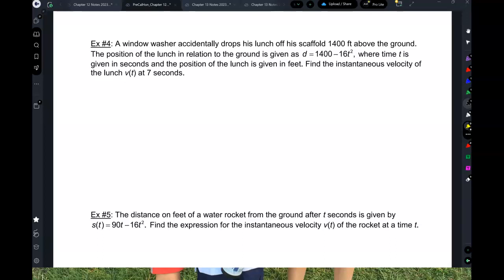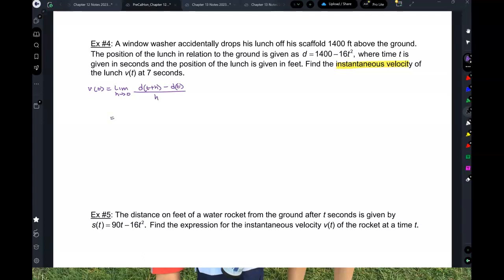so it's okay. So a window washer accidentally drops his lunch off his scaffold 1,400 feet above the ground. The position is given by this, where time is given in seconds and the position is in feet. Find the instantaneous velocity of the lunch at t equals 7 seconds. So v of t, the instantaneous velocity, is going to be the limit as h approaches 0, d of t plus h minus d of t over h.